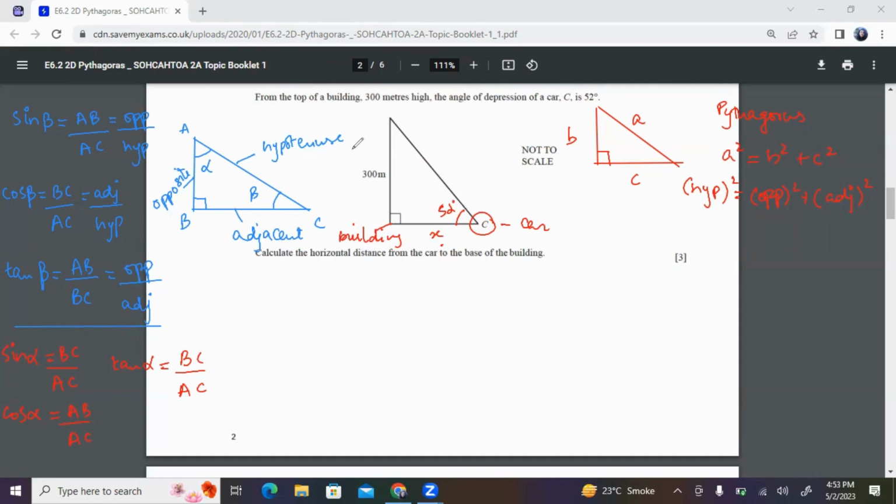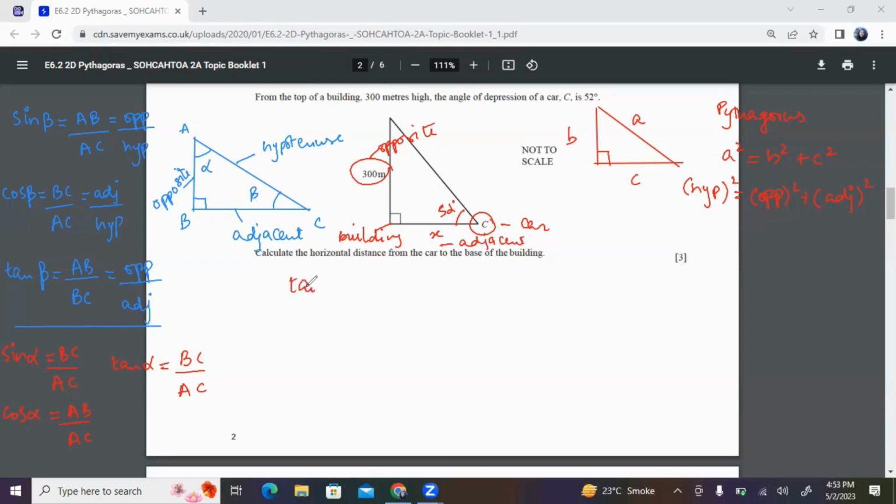So keeping in mind SOHCAHTOA, we know that 300 meters is the length opposite to the angle. Hence, this will be the opposite. And since x is the length on which the angle lies, that's going to be our adjacent. So we have the angle, we have the opposite, we have to find the adjacent. So looking at our trig ratios on the side, we can see that opposite and adjacent together come only in tangent.